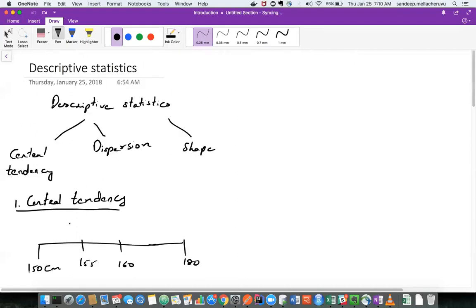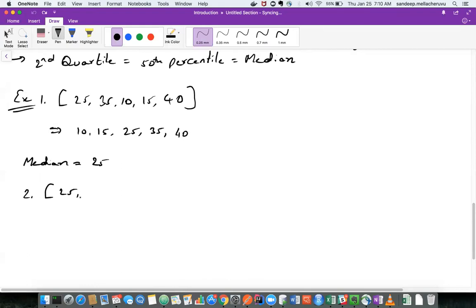But what if there are two middle values? When will it happen? When there is an even number of data points, you'll have two middle values, right? What is the sorting order? 10, 15, 25, 35. So 15 and 25 are the two middle values.